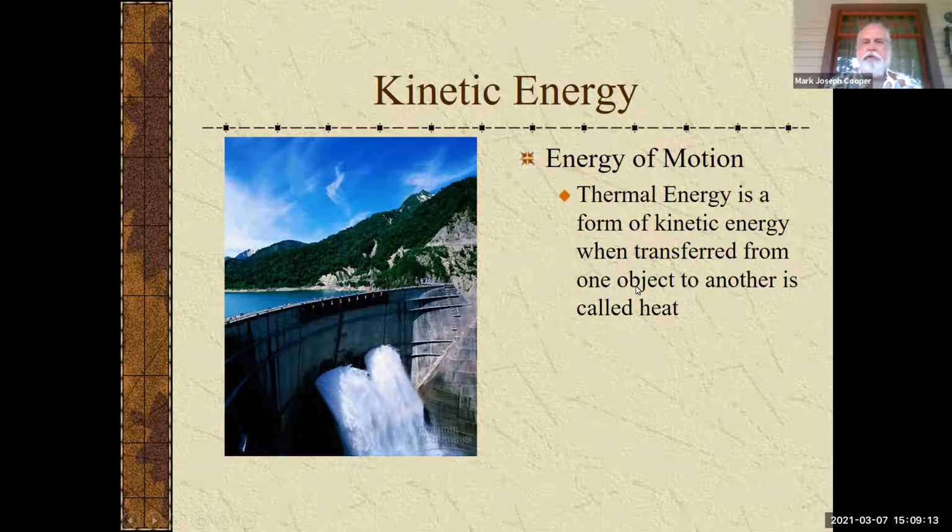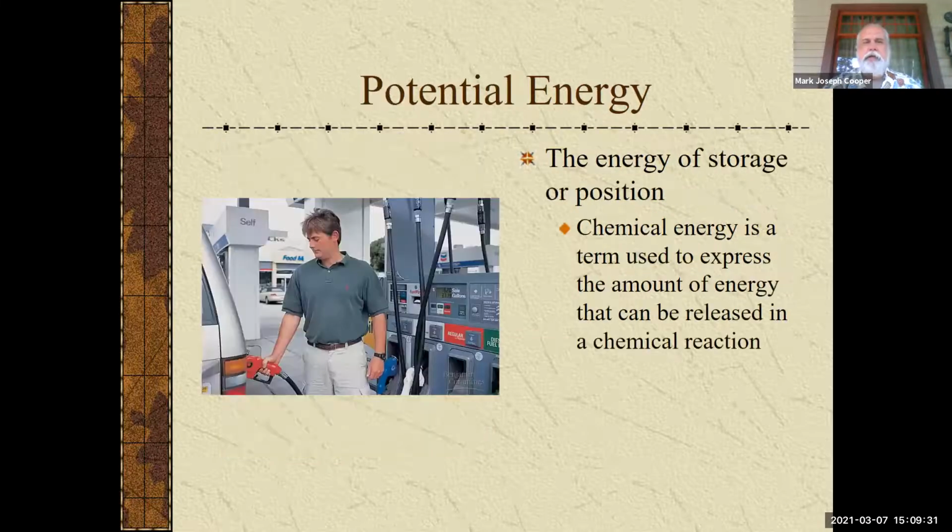Now, thermal energy is actually also an example of kinetic energy, and within atoms, again, they're not static. Electrons are moving, and when we transfer this energy from one object to another, we call that heat, and that's how we measure heat. All right, the next one is potential energy, and potential means stored or energy of position. And so chemical energy. So in this scenario here, this picture, the gasoline would actually be an example of chemical energy or potential energy.